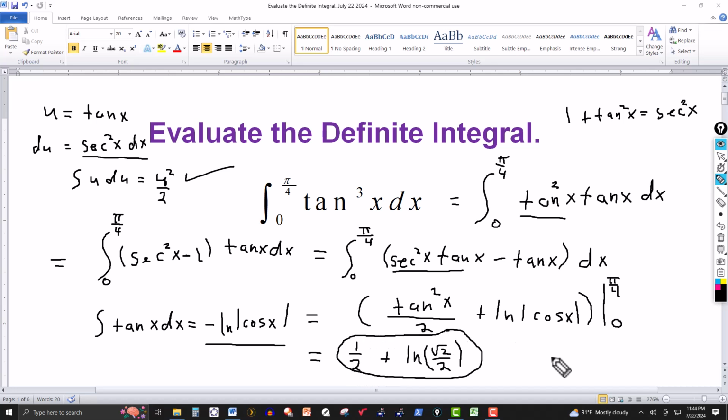So the exact answer to this would be 1/2 plus the natural log of the square root of 2 over 2. And then you can go ahead and use a calculator and approximate this to 2 decimal places, 0.15.